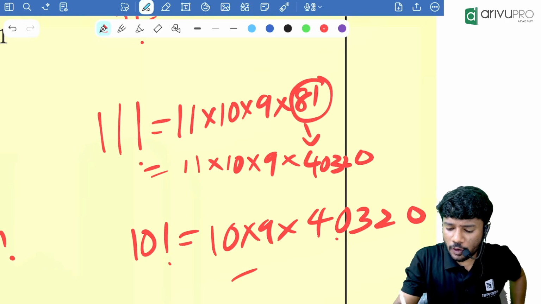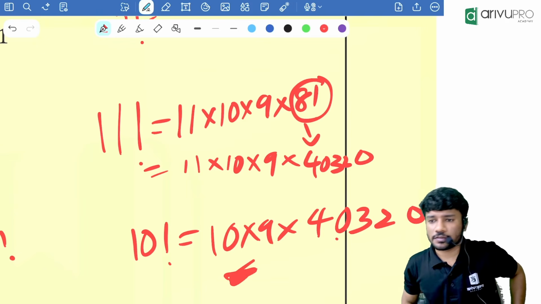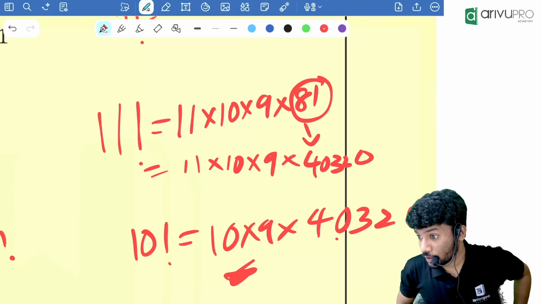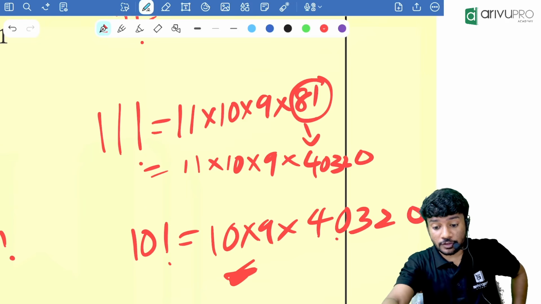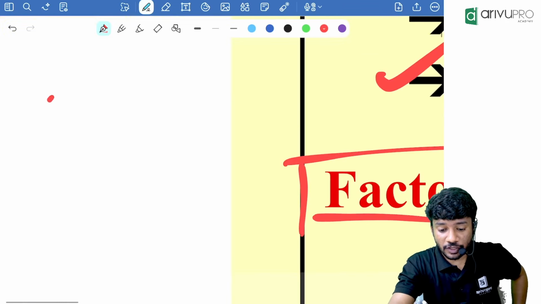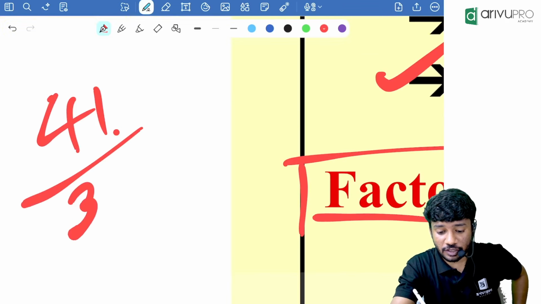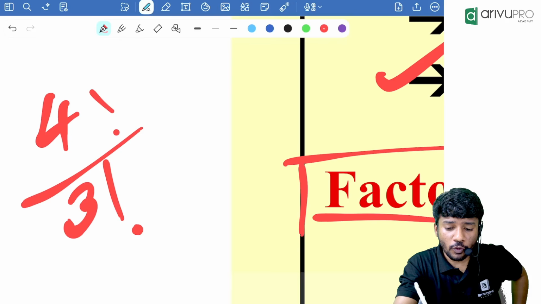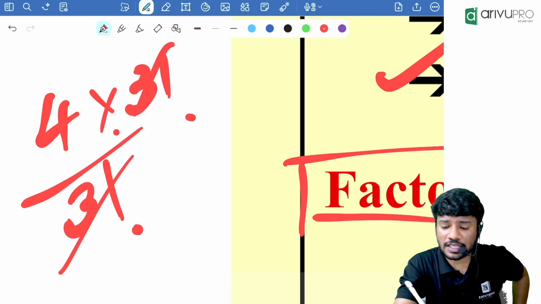Fine. Now, this is the importance of remembering the values. It will save your time. You might feel like in your school, what you have done is, you will cancel things. For example, 4 factorial and 3 factorial where they're in the denominator, you will take this 4 factorial as 4 into 3 factorial, then you will cancel.